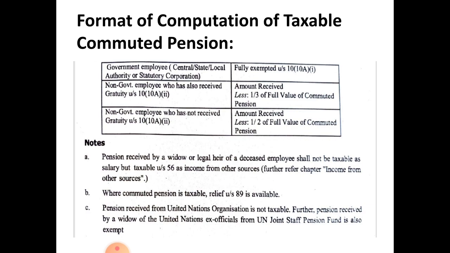Let us solve the problem. Before that, see the notes. Pension received by any legal representative of a deceased employee shall not be taxed under income from salary, and is taxable under income from other sources, that is, amount received by any legal representative after the death of the employee is taxable under income from other sources. And where the commuted pension is taxable, relief is also available under section 89. Any pension received by an employee of the United Nations Organization, that is UNO, is not taxable, and the pension received by a legal representative of an ex-official of UNO is also exempt from tax.